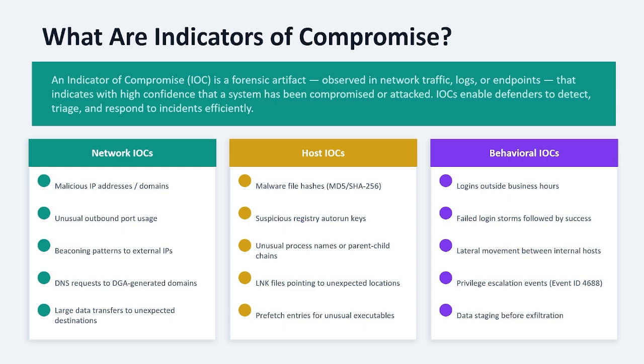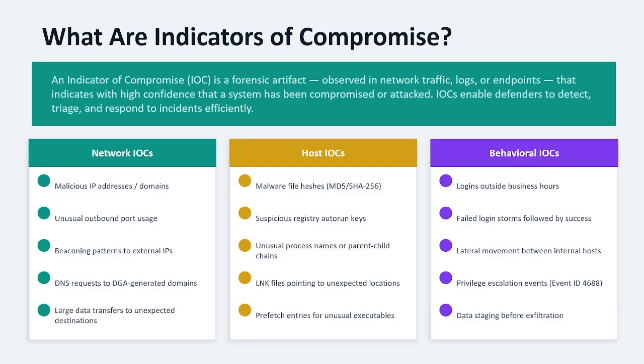You can look at file hashes and compare that against known malicious files or malicious data, suspicious registry autorun keys, or even suspicious registry keys, unusual processes or chains, LNK files, the link files pointing to weird locations could be an indicator. Prefetch entries, and we talked about prefetch last week, but prefetch entries for unusual executables, or things which you wouldn't normally see.